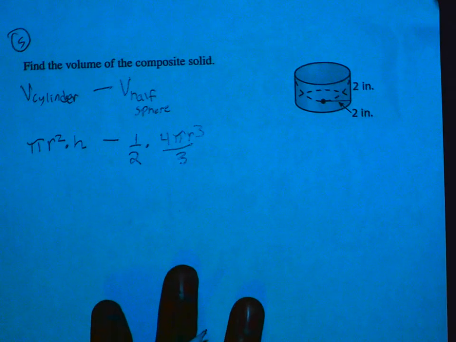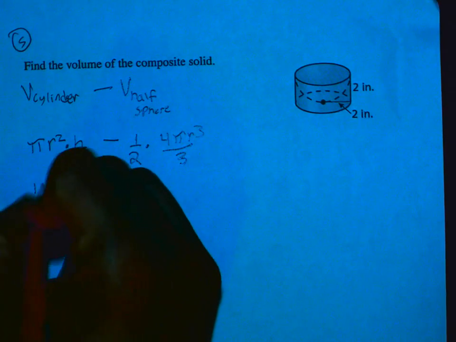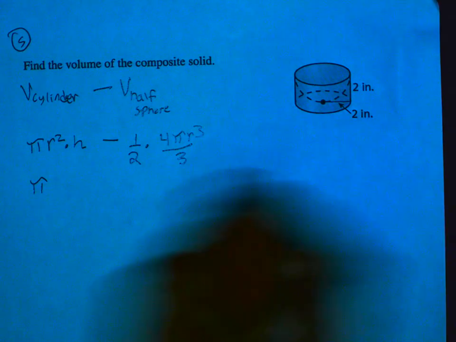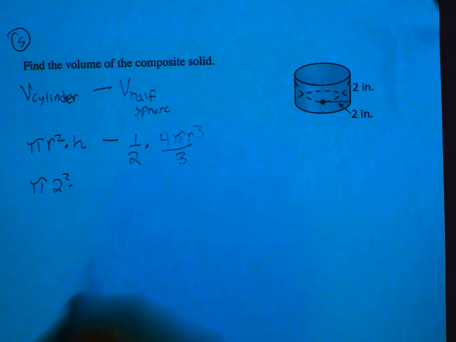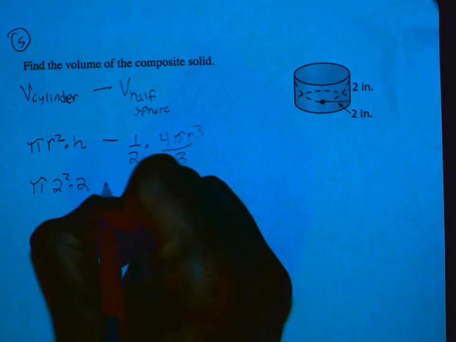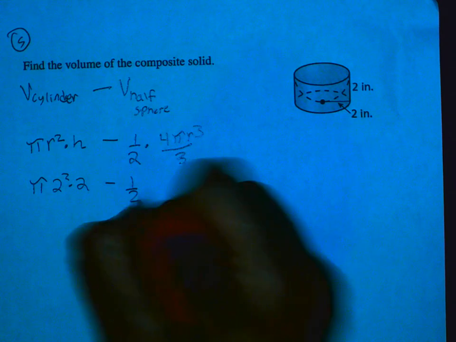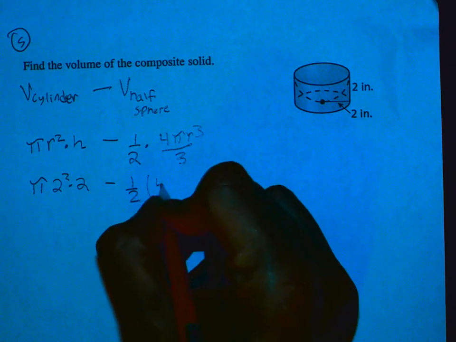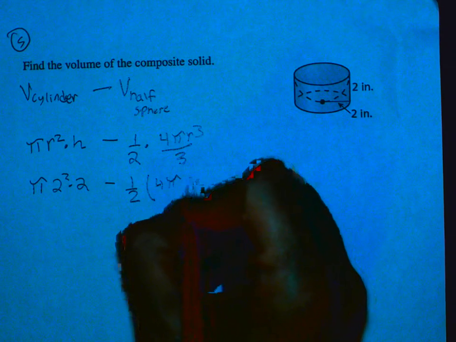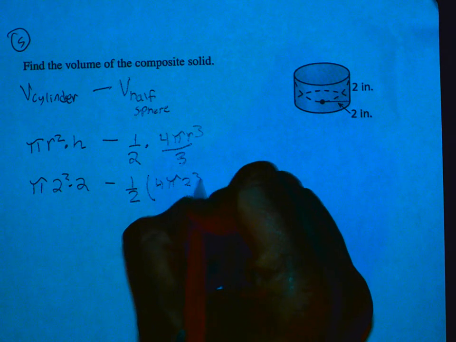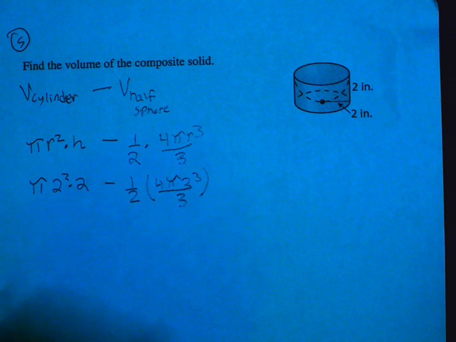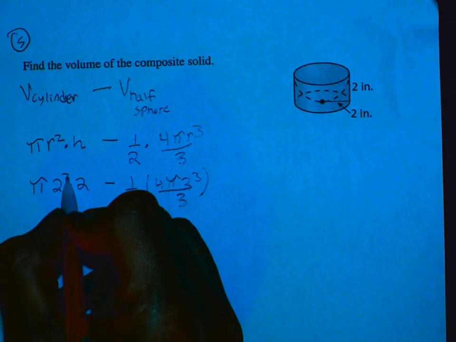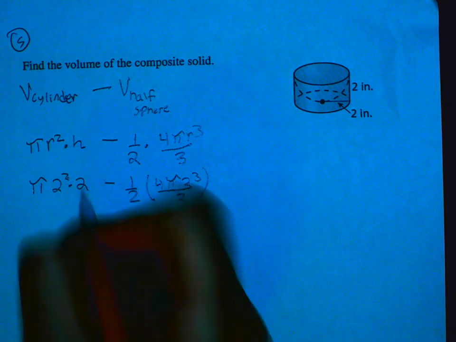So we're ready to plug values in. The radius happens to be 2. The height of the cylinder also happens to be 2. The radius is 2. So now all we have to do is simplify. 2 squared, that's 4, times 2, that's 8.